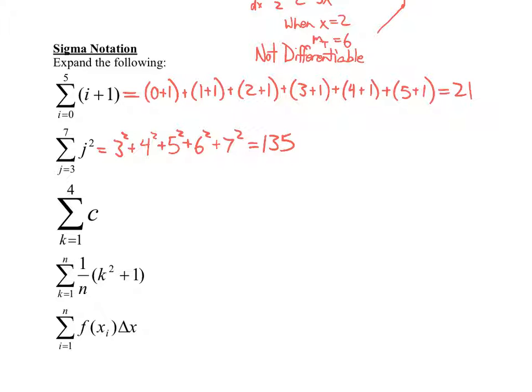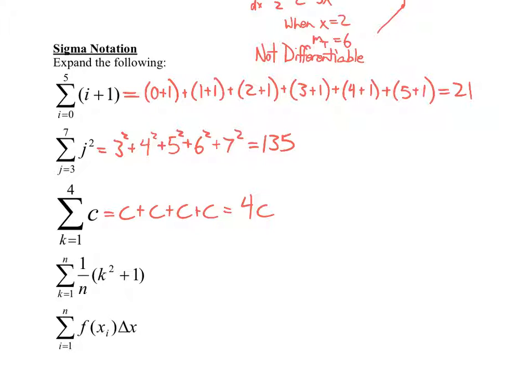Then we have this thing here. c is a constant. All right? How did we handle it when we had the sum of a constant? Yeah, it's just 4c, because when k is 1, this equals c, and when k is 2, it equals c, and when it's 3, it equals c, and when k is 4, it equals c. So that's just 4 c's. All right, so if you have a constant, it's really just count up how many terms you want, and it's going to be that times the constant. Okay?